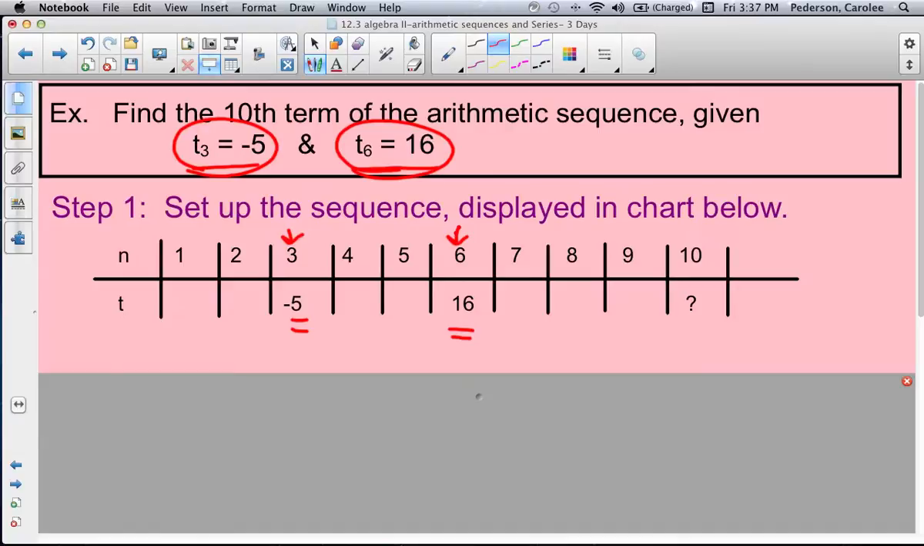What we want to find out is, what is term 10? And that's our question mark. So again, pause if you need to finish writing this down. So there's step 1.